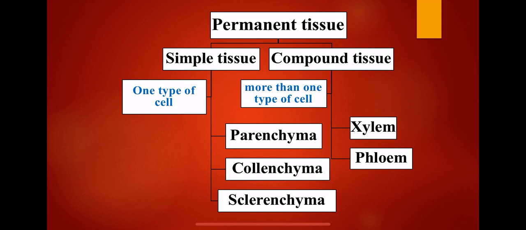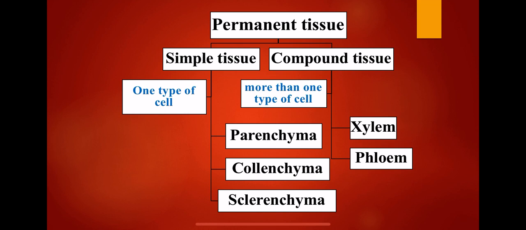Simple tissue has only one type of cell, which means all cells are similar. It is made up of only one similar cell. Whereas compound tissue has more than one type of cell. It is composed of more than one type of cell and doesn't have similar cells. Simple tissue is again divided into three types, parenchyma, collenchyma, sclerenchyma. Compound tissue is again divided into two types, xylem and phloem.